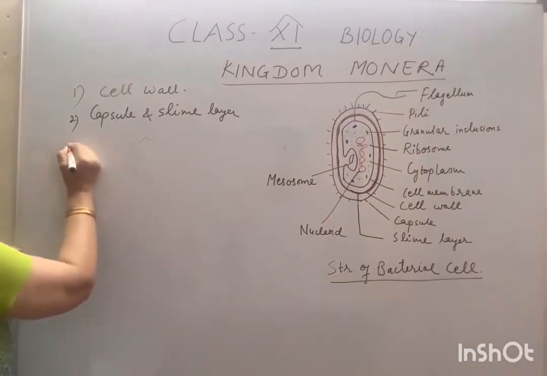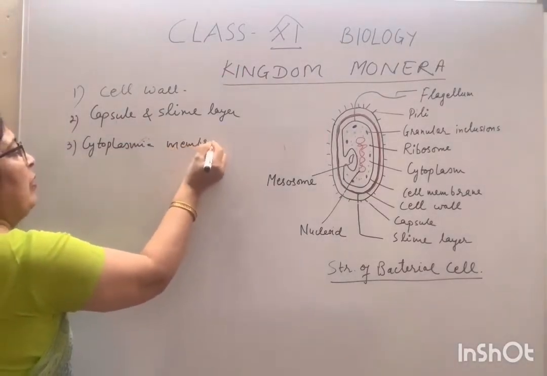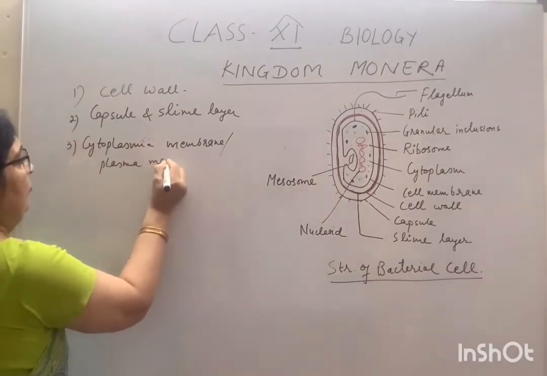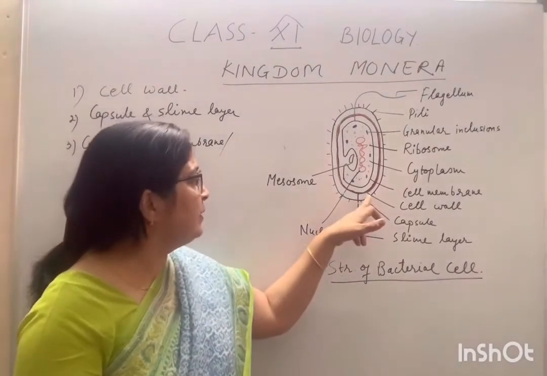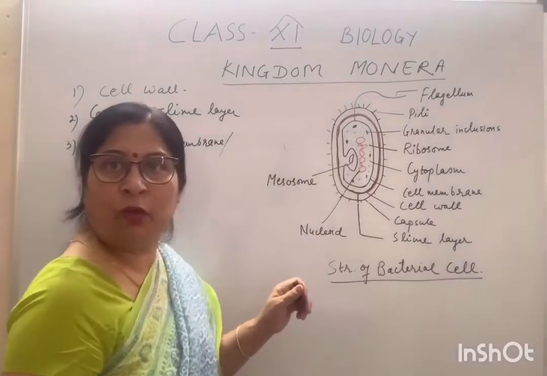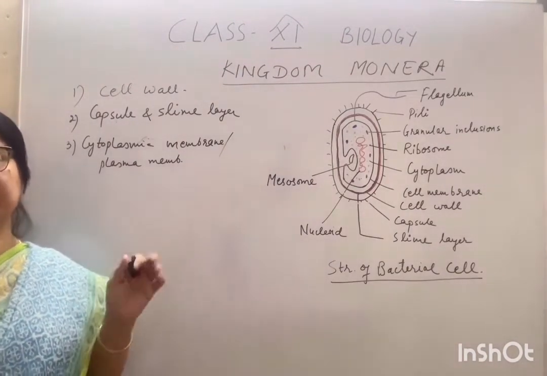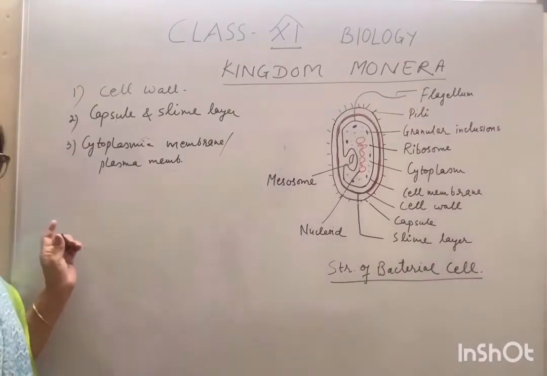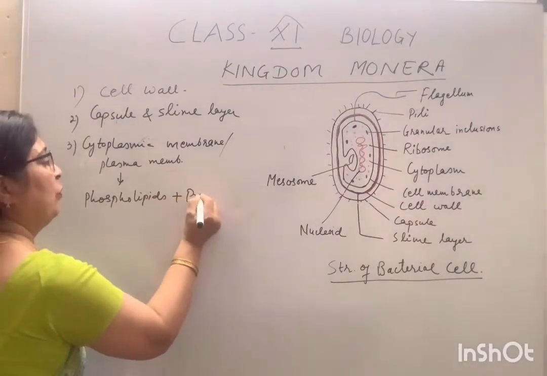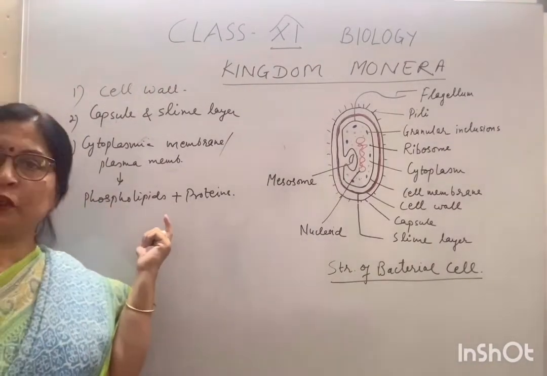Now next, come to the cytoplasmic membrane or cell membrane, or you can say plasma membrane. Just on the inner side of the cell wall, you will find a thin membrane which is known as the cell membrane, cytoplasmic membrane or plasma membrane. This cell membrane is composed of phospholipids and proteins.